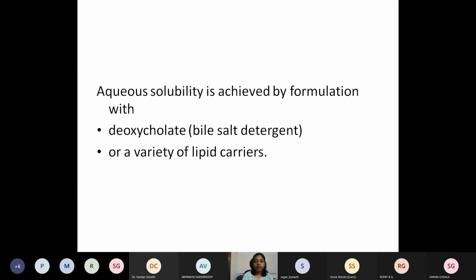That is why we have amphotericin B deoxycholate. Deoxycholate is a bile salt detergent, and this is what is used to solubilize the amphotericin. And as you know, today we have a lot of lipid formulations where we use a variety of lipid carriers to make amphotericin B soluble.